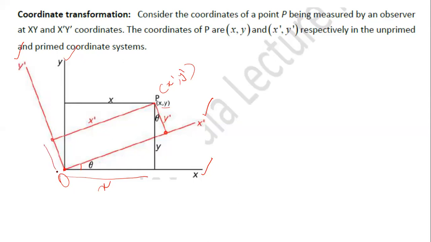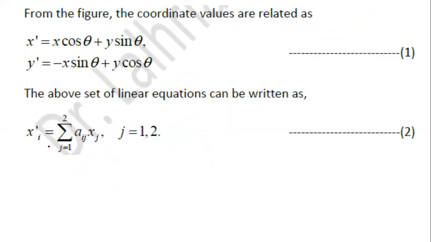This is the height in the prime coordinate if I define this. That is your y prime. So using x prime, y prime in the prime coordinates, and using x, y in the unprime coordinates, I can define the location of the same particular point. Now, I can write the relation between these two coordinate systems. How do I write the relation between these coordinate systems?